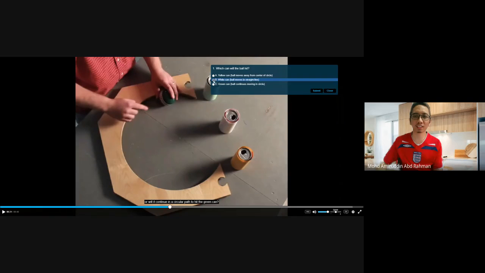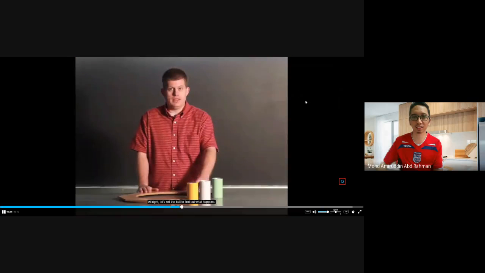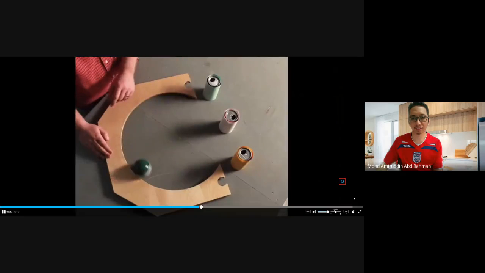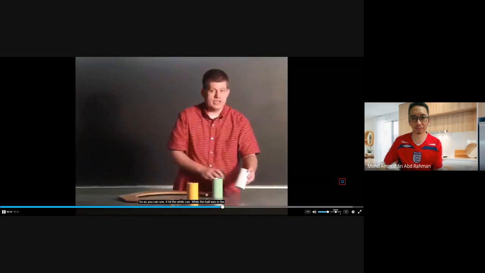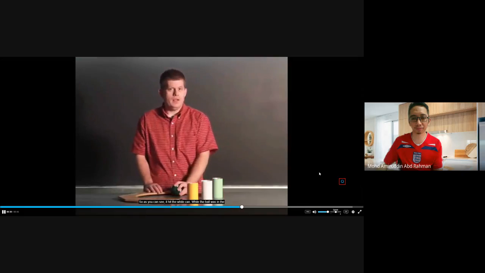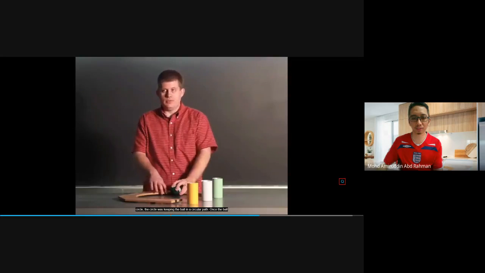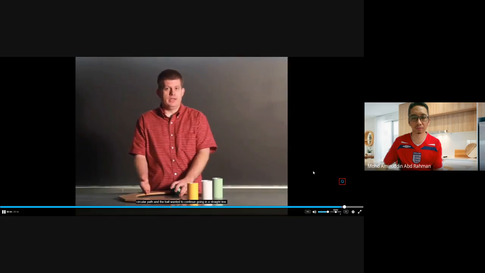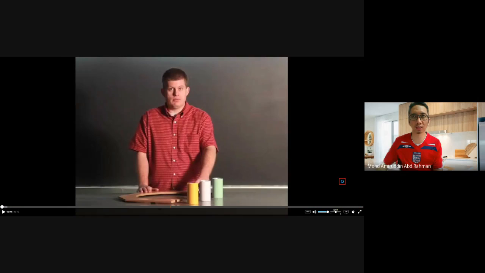Okay, let's see. Let's roll the ball to find out what happens. As you can see, it hit the white can. While the ball was in the circle, the circle was keeping the ball in a circular path. Once the ball left the circle, there was nothing to act on the ball to keep it in a circular path, and the ball wanted to continue going in a straight line. So look at the last position of the ball, it will just move straight. Okay, so that's the answer.